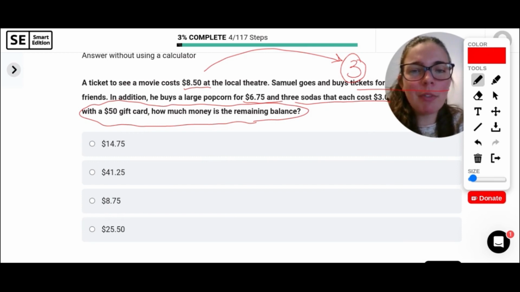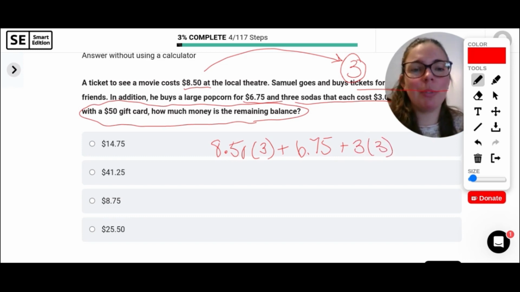So if I were to just write this out, I know I'm going to have to do $8.50 times 3. Those are the 3 tickets. Then I'm going to add the $6.75 for the popcorn. And then he bought 3 sodas for $3 each, so we're going to multiply 3 times 3. Once I solve this whole thing, I will know how much he spent. So first step is to get rid of the multiplication. So $8.50 times 3. Remember, we can't use a calculator for this.